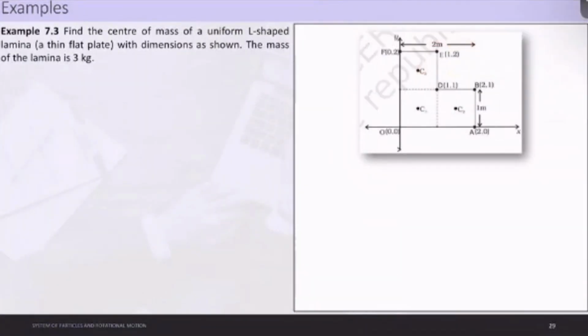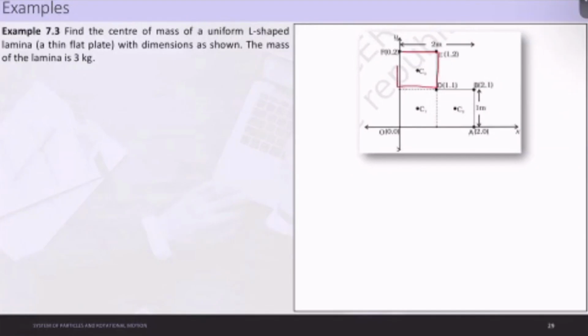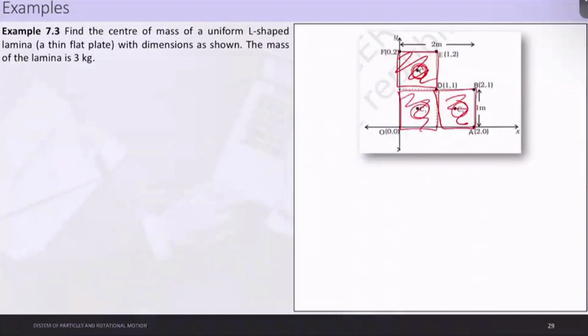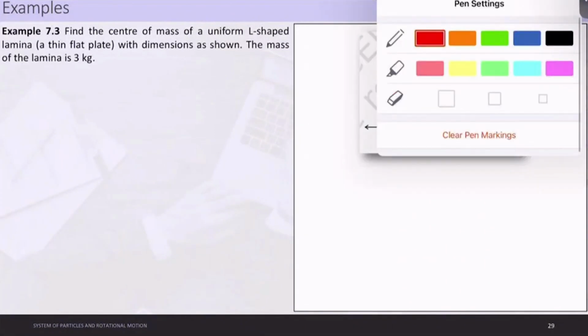As each is geometrically a square, the center of mass will lie at its geometric center. Here also at the geometric center, and here also at the geometric center. Now, if I assume these three to be extended bodies and solve using the concept of center of mass, then my answer should also come out correct. So let us understand that fashion and calculate the answer.